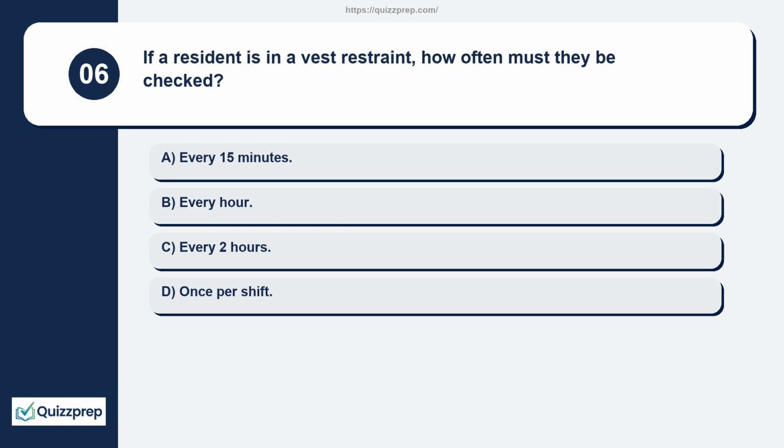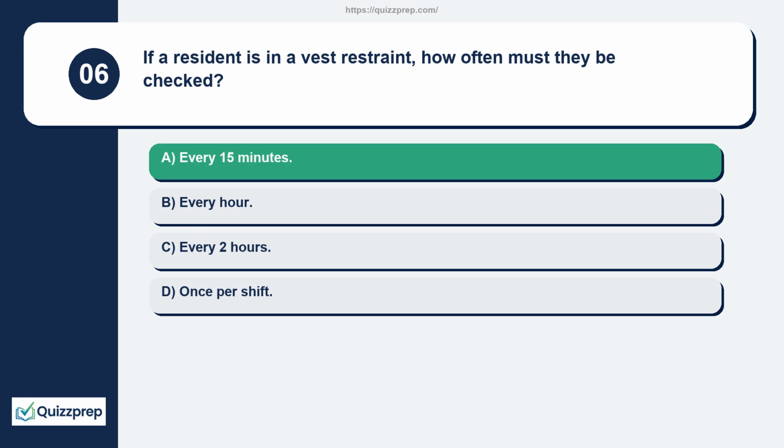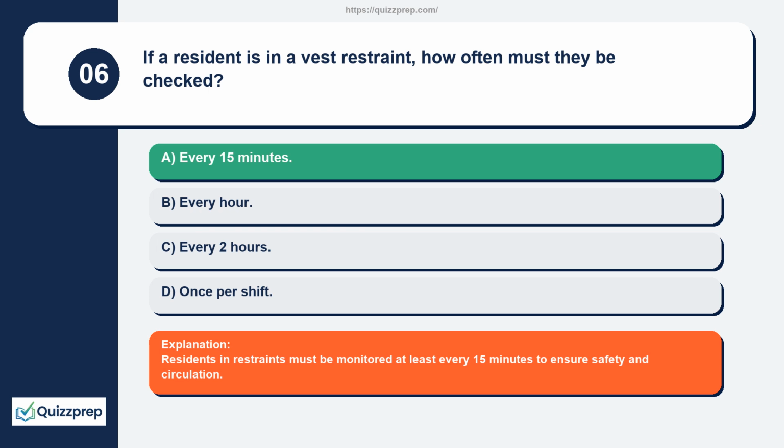Question 6. If a resident is in a vest restraint, how often must they be checked? Every 15 minutes, every hour, every 2 hours, once per shift. Residents in restraints must be monitored at least every 15 minutes to ensure safety and circulation.